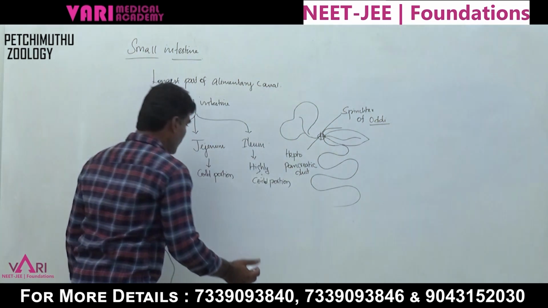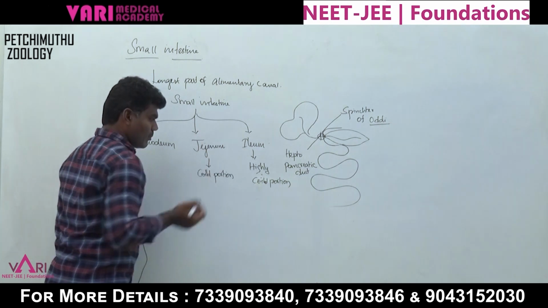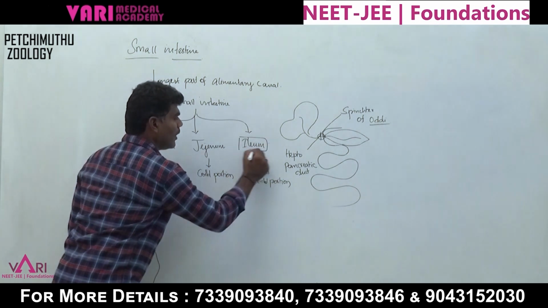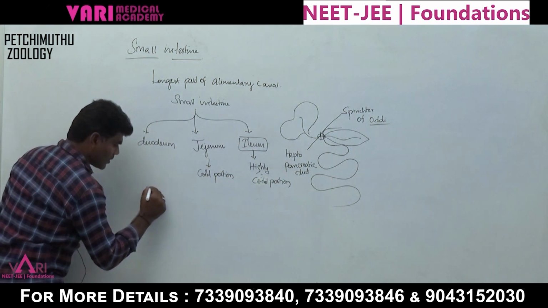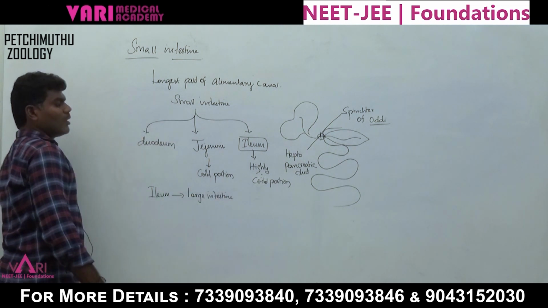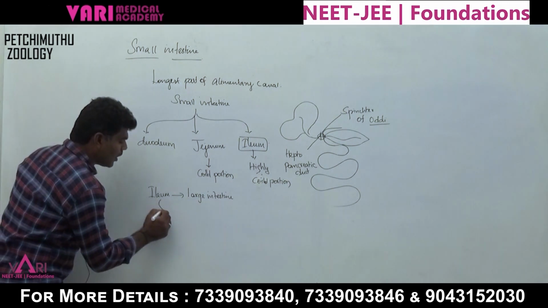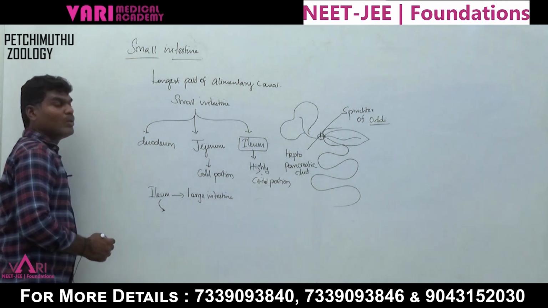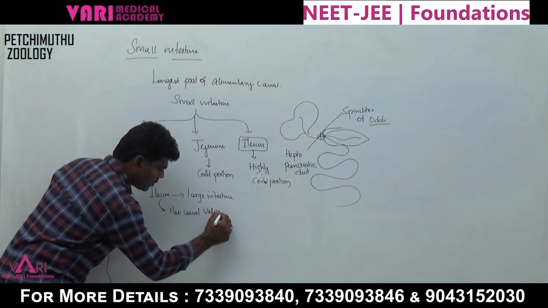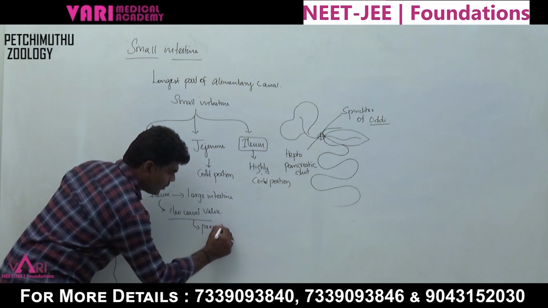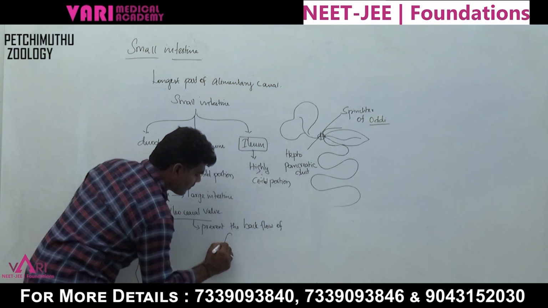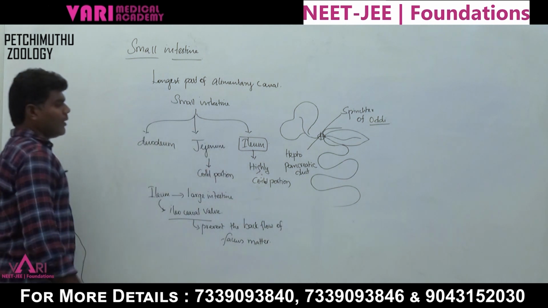And here is the ileum. The ileum is connected with the large intestine. Here one sphincter is there, called the ileocecal valve. It prevents the backflow of fecal matter.